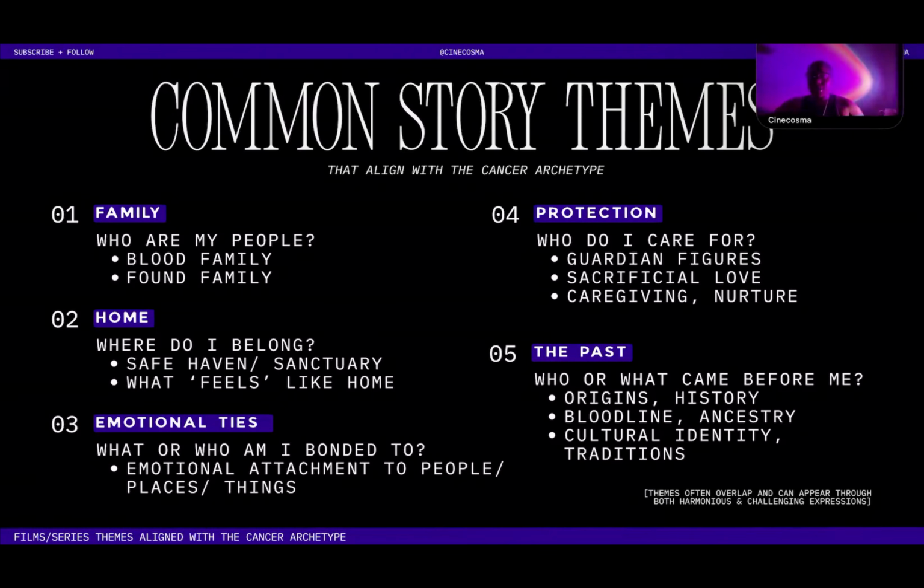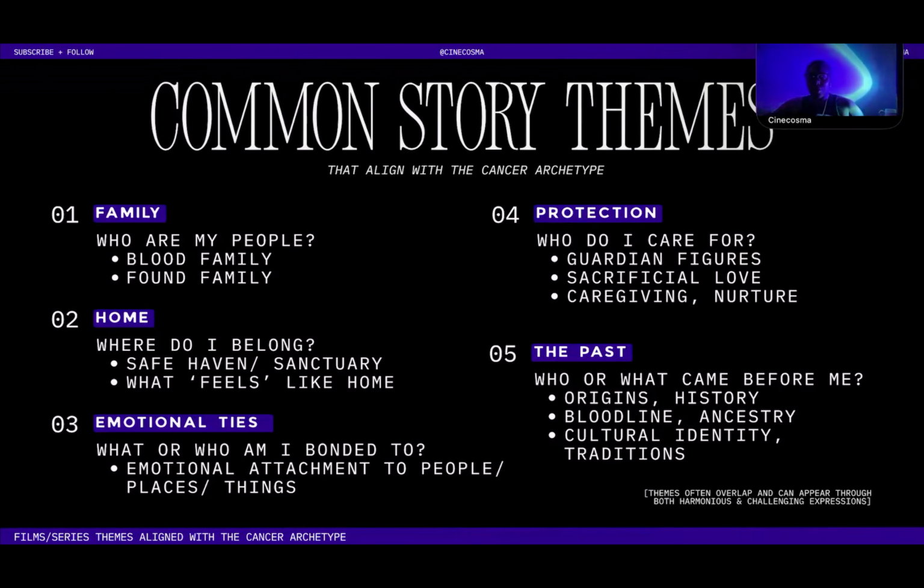Then we have the third theme. Again, there's a total of 5 on this graphic, as you can see, but it's not limited to 5, and I can't spend a whole video doing all the themes, lol. But next we have emotional ties. This one for me was challenging to find proper stories about, because it's very specific, almost to the point where I wondered, are there any stories that actually specifically fall under this theme of emotional ties? But I actually was able to find what I think aligns with emotional ties. Anyways, emotional ties is essentially asking the question, what or who am I bonded to?